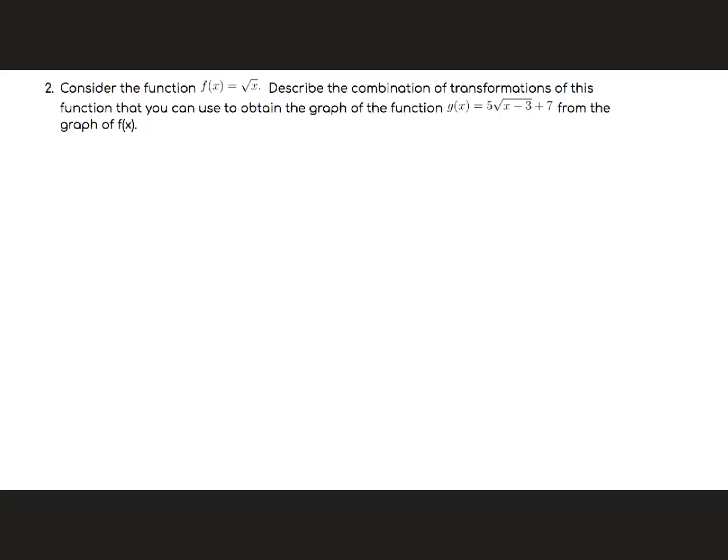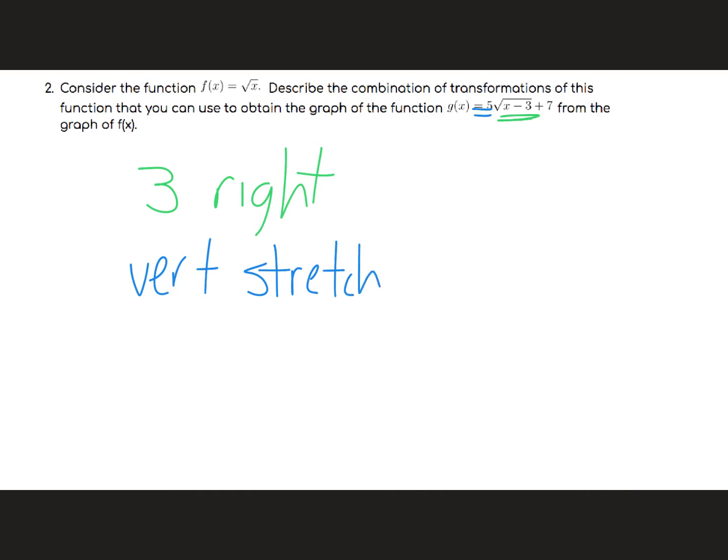All right, let's see. We've done problems like this. This should hopefully not be scary. Describe the combination of transformations of this function you can use to obtain the graph. So in here, that's an x minus 3. So 3 makes that 0, so that's 3 to the right. And then you have a 5 outside, so that's a vertical stretch by 5. And then you have a 7, up 7. And that's actually the order that I would approach things if I were to graph that.